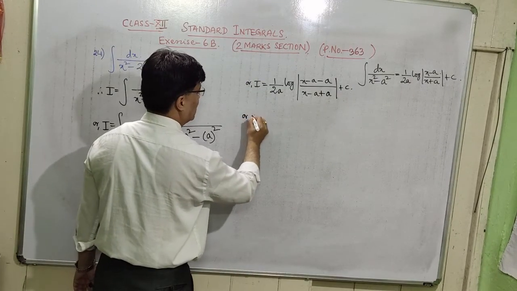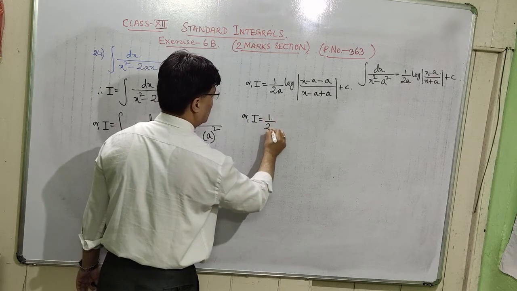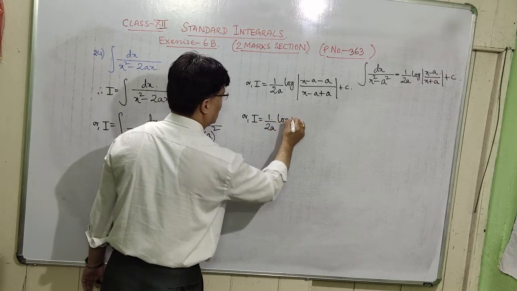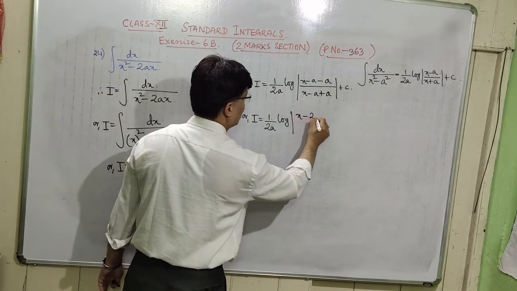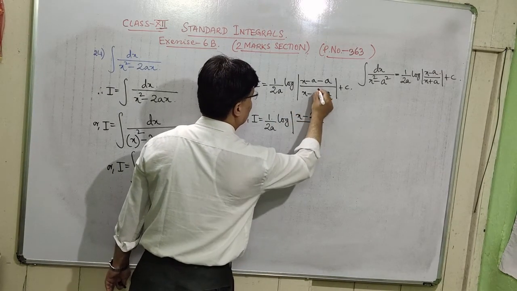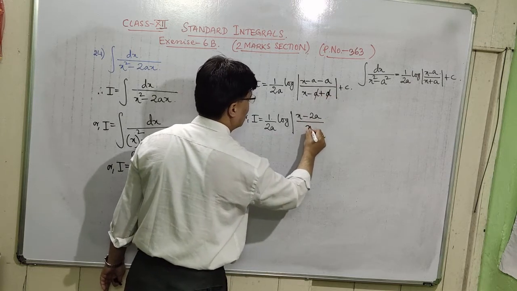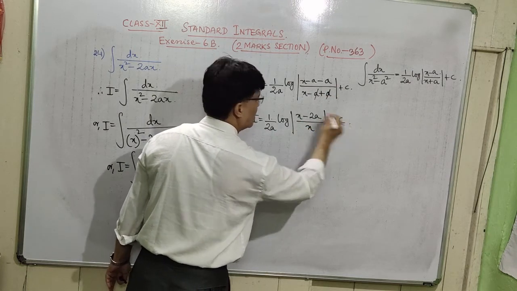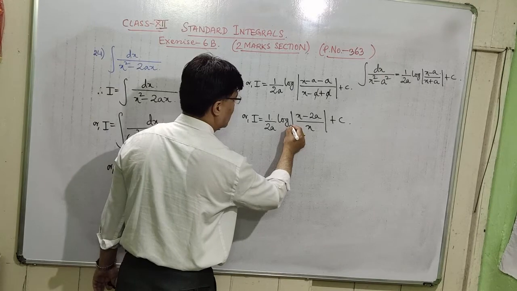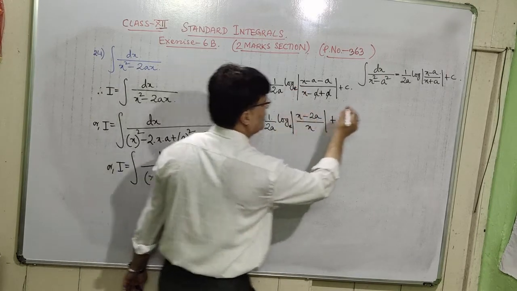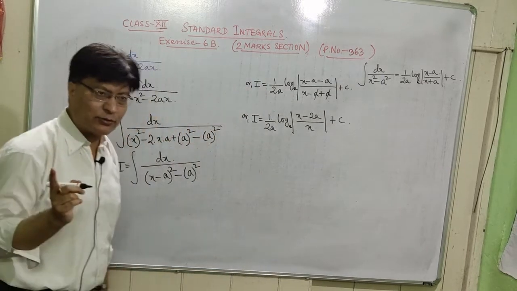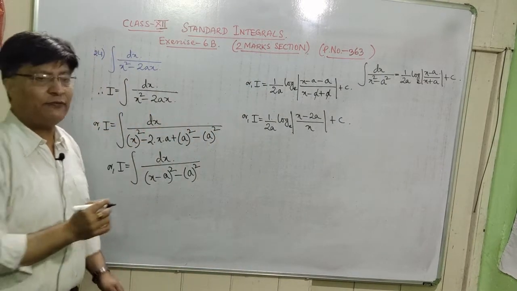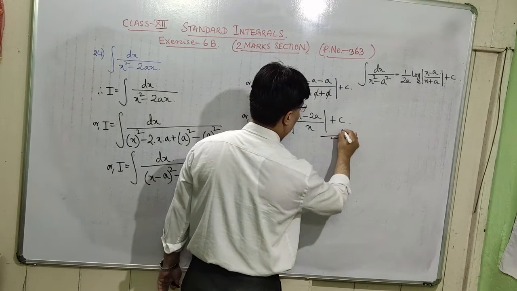So I is equal to 1 upon 2a log within mod. What do we write? X minus a minus a is x minus 2a, divided by, here a gets cancelled, you'll get only x, mod sign closed plus c, and here the base is e. You can write base as e. Is that clear to all of you? So this is the final answer here.